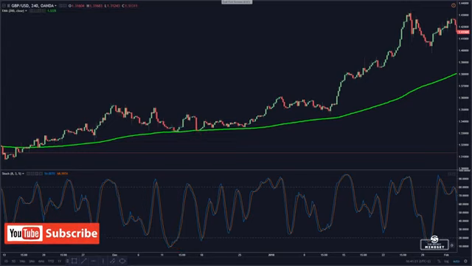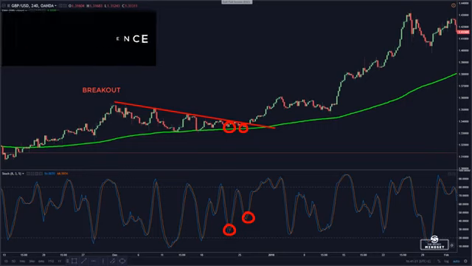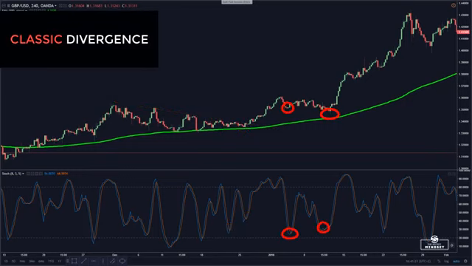The third opportunity was generated after a classic divergence, also around the same 200 EMA. The fourth signal was also a classic divergence. If we look at the chart, we see the price making lower lows, but the stochastic making higher lows.